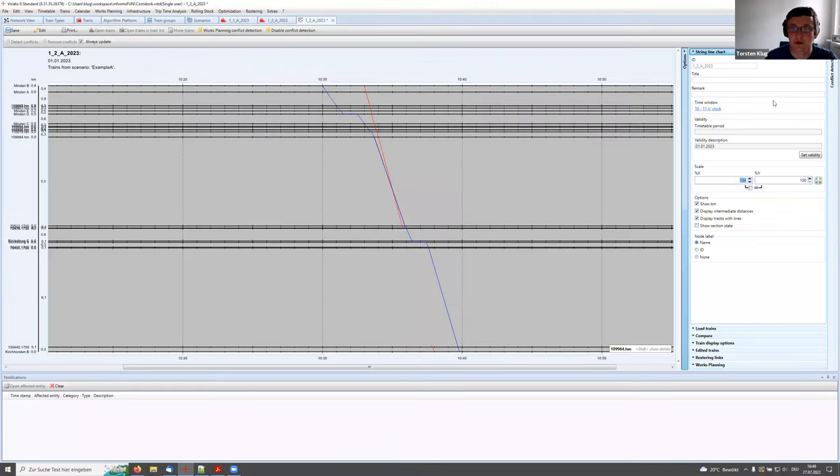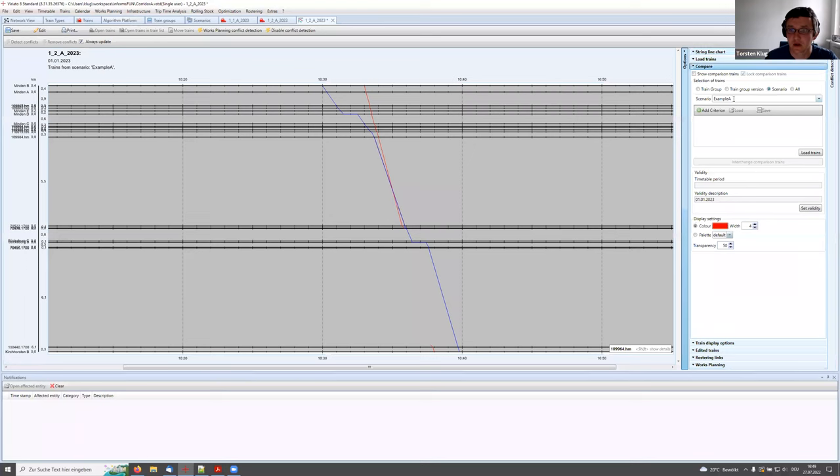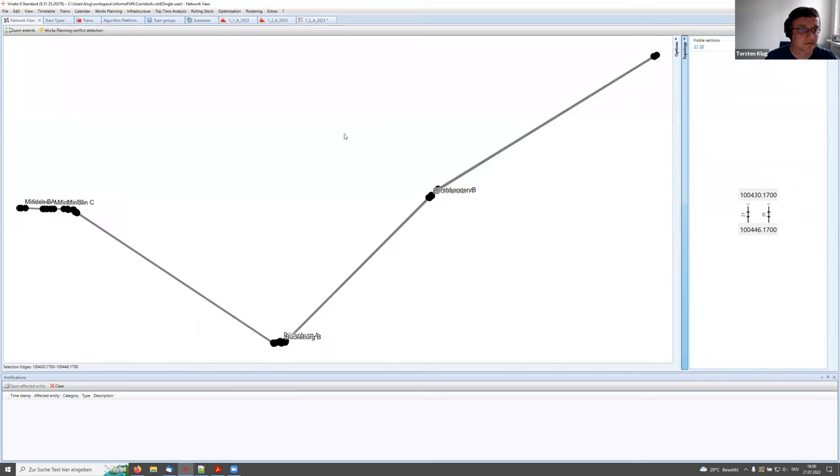Okay, and then we go back to this line chart here and load the solution. Change it. Now we can see that the Intercity Express starts a little bit later here at Minden, 10:30, and then switches the track and overtakes the regional train. Now we can also see this in this network view.